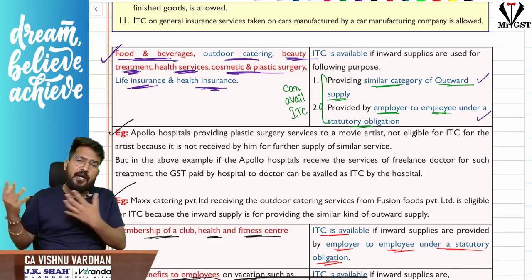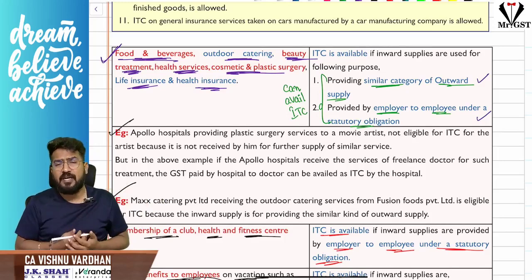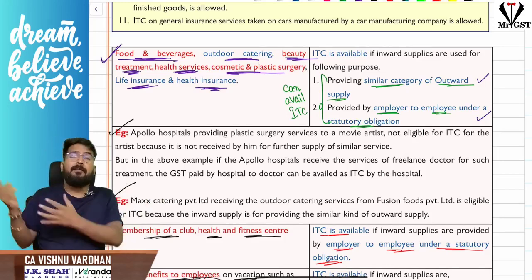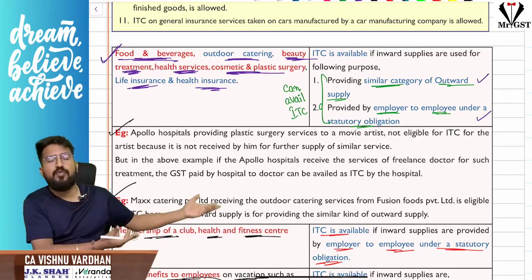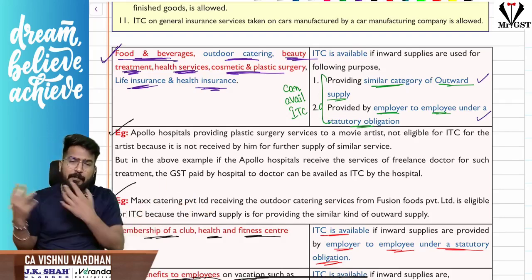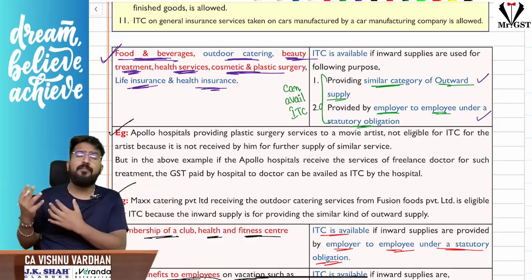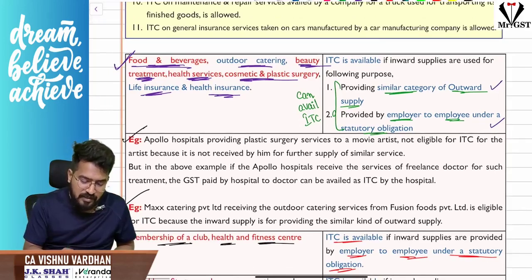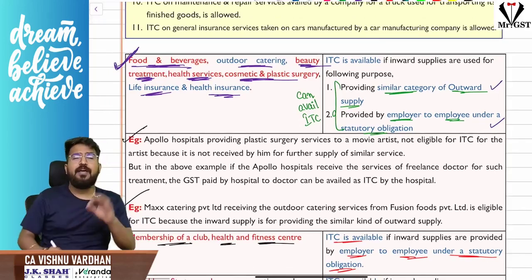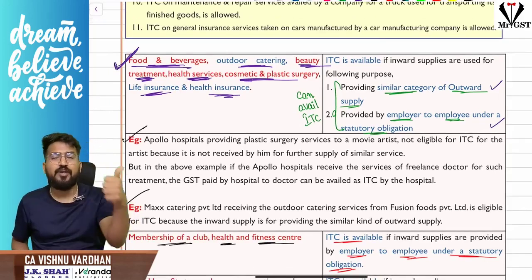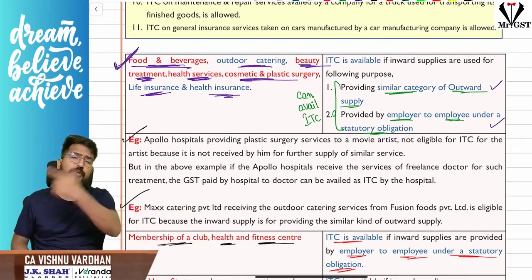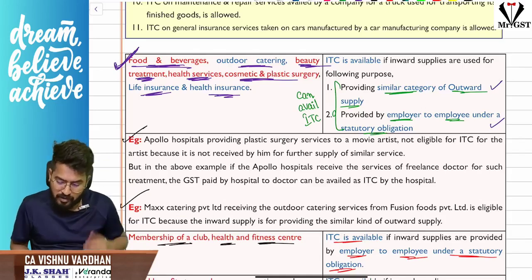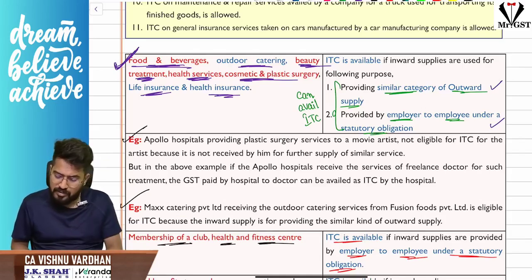So I repeat, I am buying outdoor catering services because there is a party happening in the office, some new year party, etc. I cannot take ITC of that. But I am buying outdoor catering services to provide outdoor catering service, or I am buying food and beverages to provide food and beverages, or I am providing outdoor catering because it is a statutory obligation. So these things are generally you cannot take ITC except if it is for providing to your employees as a part of statutory obligation, or you are buying them to provide the similar category of outward supply. Okay, so that is the concept. Here I have given examples, you can just go through that.